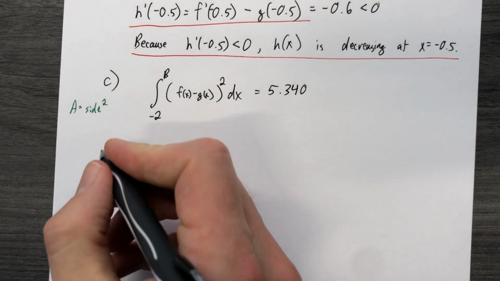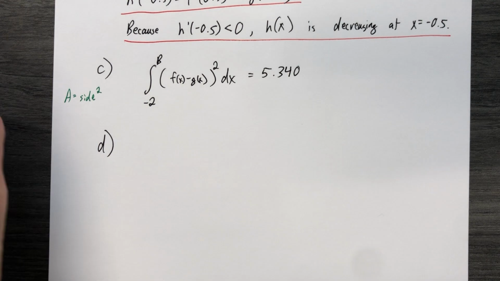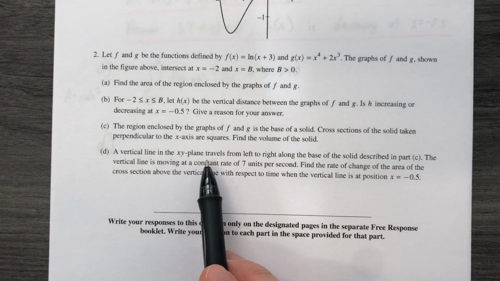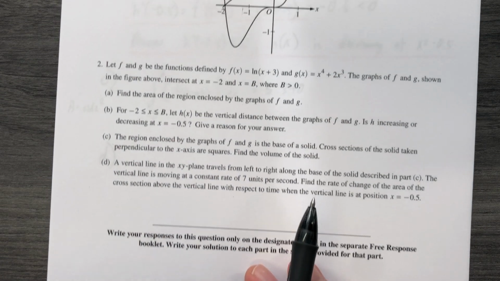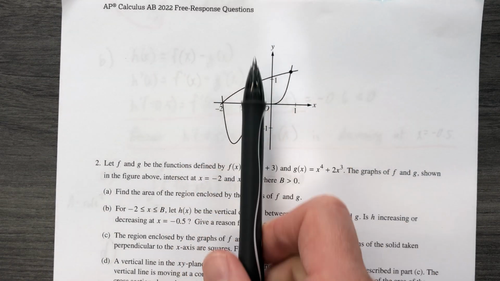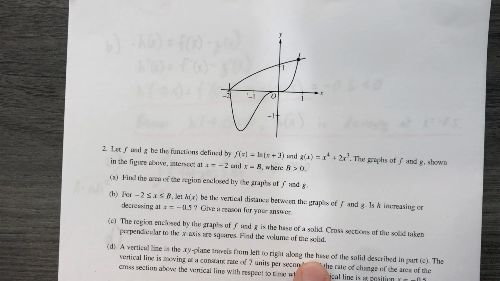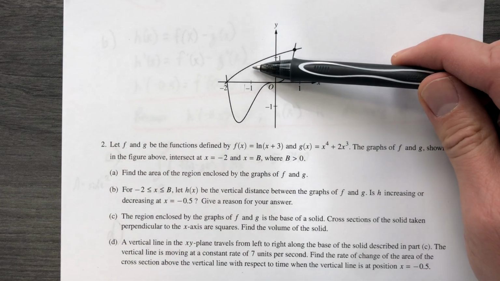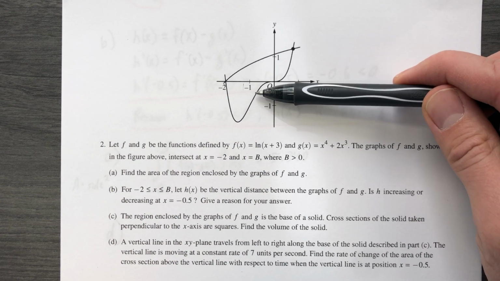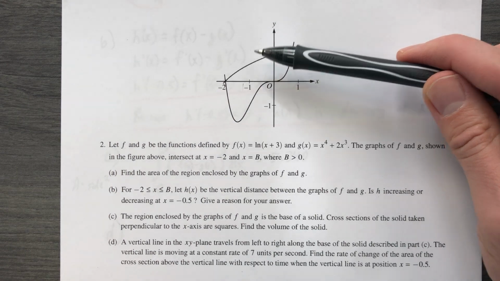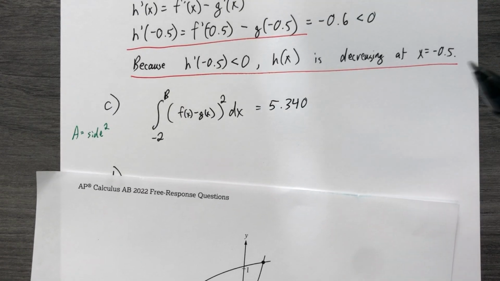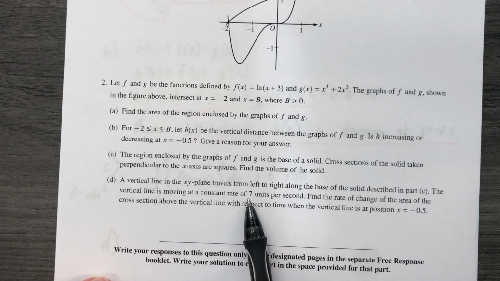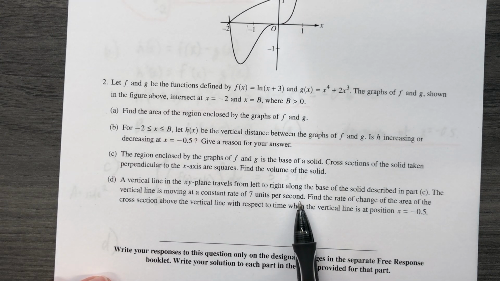All right, part D. The more you read part D, the more you'll realize the kind of problem it is. A vertical line in the XY plane, make sure you're visualizing it. There's a vertical line, and it is traveling from left to right along the base of the solid described in part C. We still have this 3-dimensional thing that has bases that are here, and the cross sections are squares. And we now know its volume, whether we need that or not. The vertical line is moving at a constant rate of 7 units per second. Why did they tell me that?